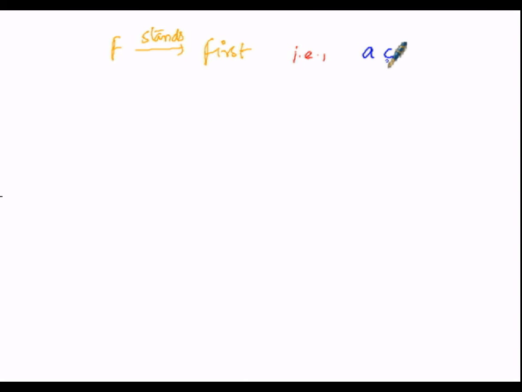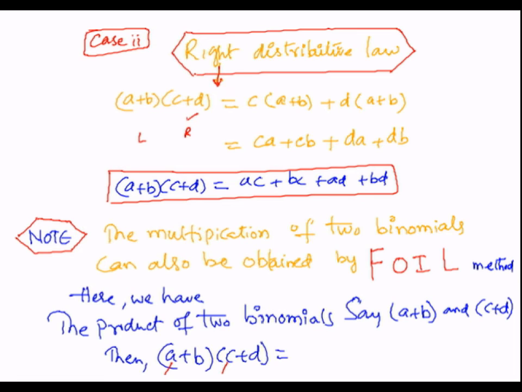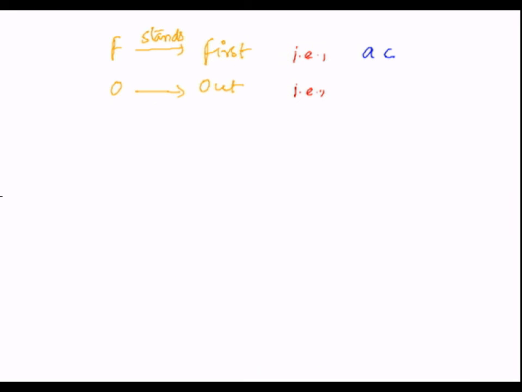Then now O stands for outer terms. Outer terms are a, which is outside, and d, which is also outside. So we have to multiply the outer terms, that is a and d. So here we will get the result a into d, that is ad.